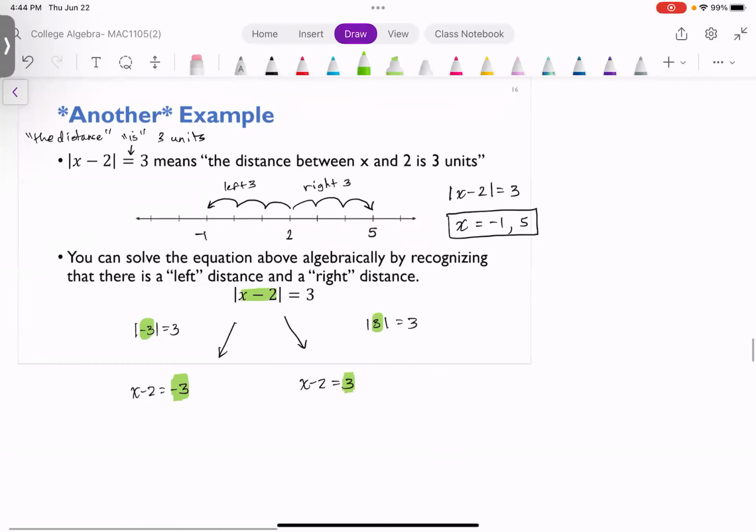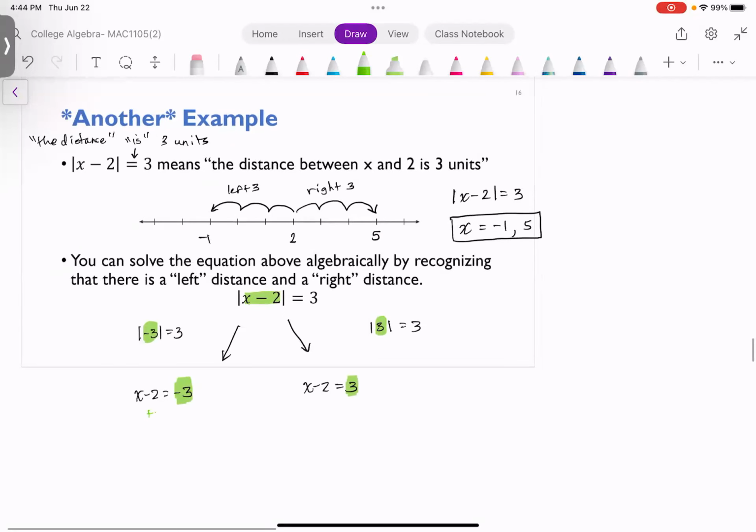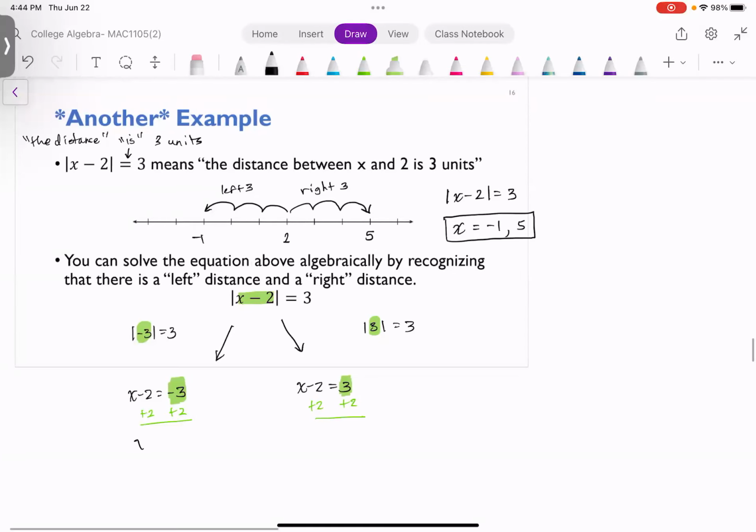I will add 2 to both sides of the equal sign. And since my equations are set up sort of identically, I think it's kind of fun to go through and double solve. When I do this, I get x is equal to -1 or x is equal to 5. Notice it's the exact same solution that we got when we did the number line approach.